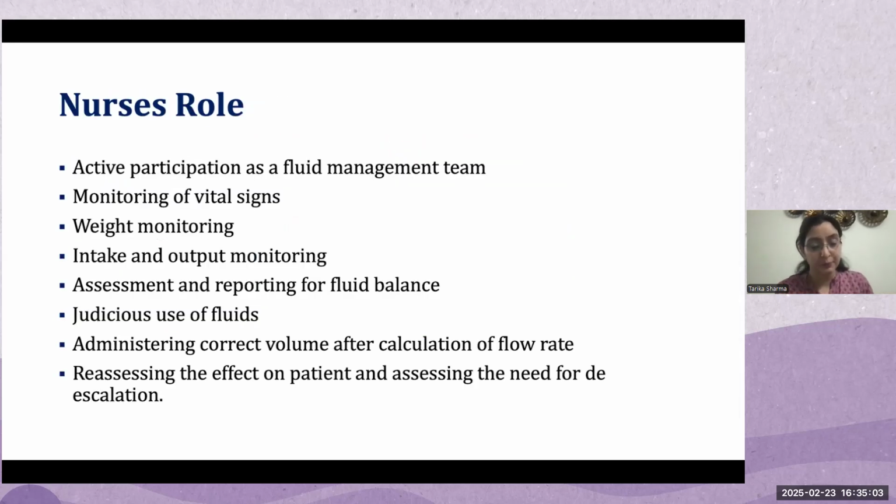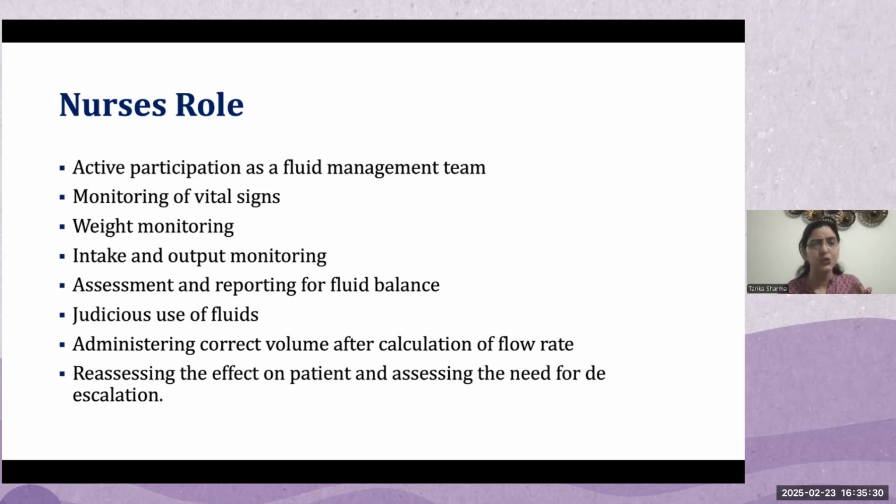Then the important thing is, what is a nurse's role in fluid management or administering the fluids to the patient? As nurses, we have to actively participate as a fluid management team. We have seen that the fluid management team includes all of the healthcare workers who are directly involved in the patient care, out of which the nurses have a very active role. So the nurses should be participating very actively as a fluid management team.